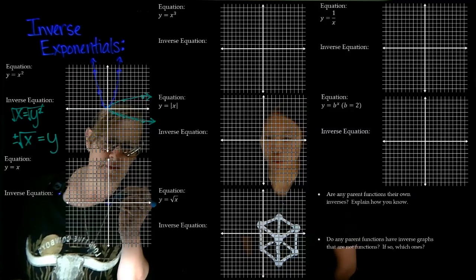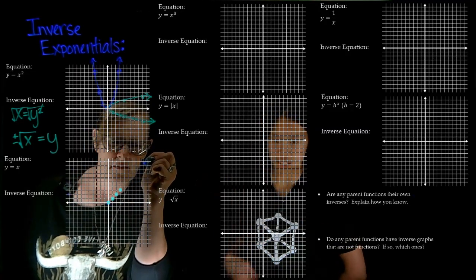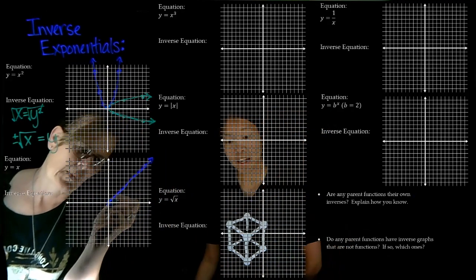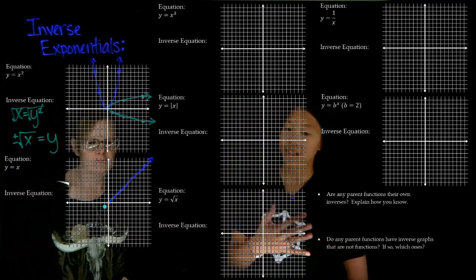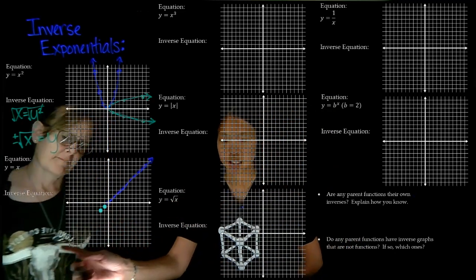So x equals y, so we'll have 0, 0, 1, 1, 2, 2, 3, 3, etc. We'll have a nice diagonal line for our parent graph. And the same works with our negative values as well. If x is -1, then y is -1. If x is -2, then y is -2. So we'll also have our line continue on down.